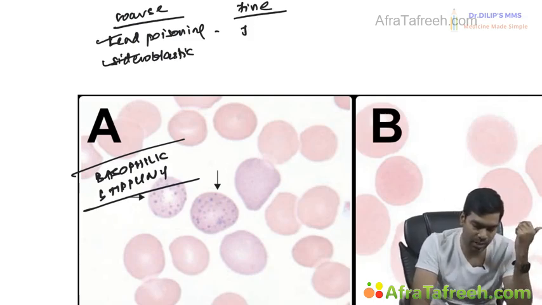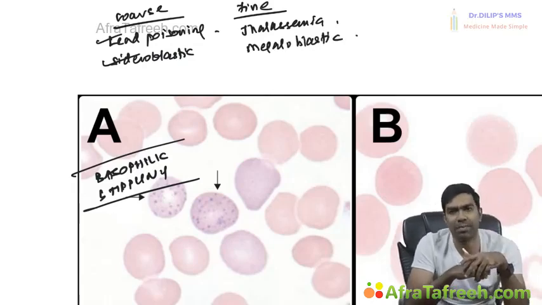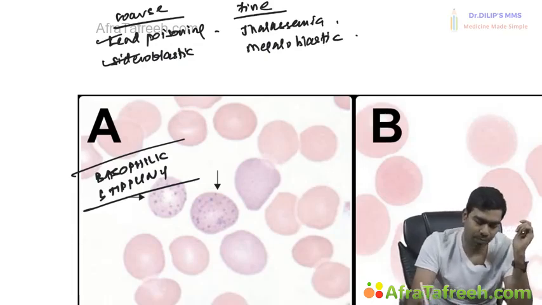Fine stippling you can see in many conditions like thalassemia, which means ineffective erythropoiesis. That's all. Thalassemia. Then you can see it in megaloblastic anemia, B12 or folate deficiency. In all these conditions of ineffective erythropoiesis, you might see a fine basophilic stippling also.